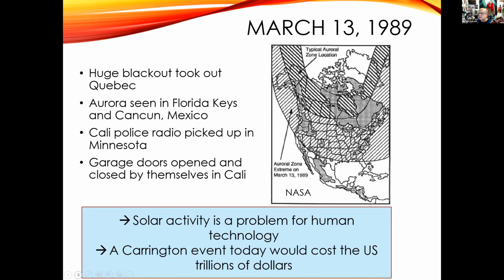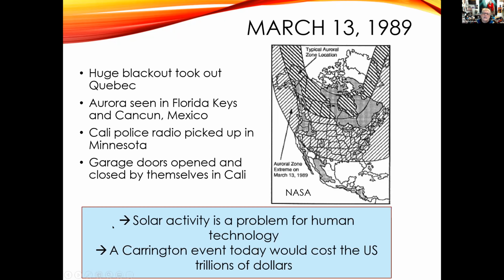As sort of a prelude, in 1989, there was a huge geomagnetic storm which caused a blackout, which took out the grid of not the city of Quebec, the province of Quebec. Again, aurora seen as far south as the Florida Keys, Cancun, Mexico. You had apparently California Highway Patrol and Minnesota broadcast on the same frequency, which is normally not a problem. But when radio signals are bouncing off the atmosphere in abnormal ways, they were picking up each other's signals, and garage doors were opening and closing as if they were haunted by themselves.